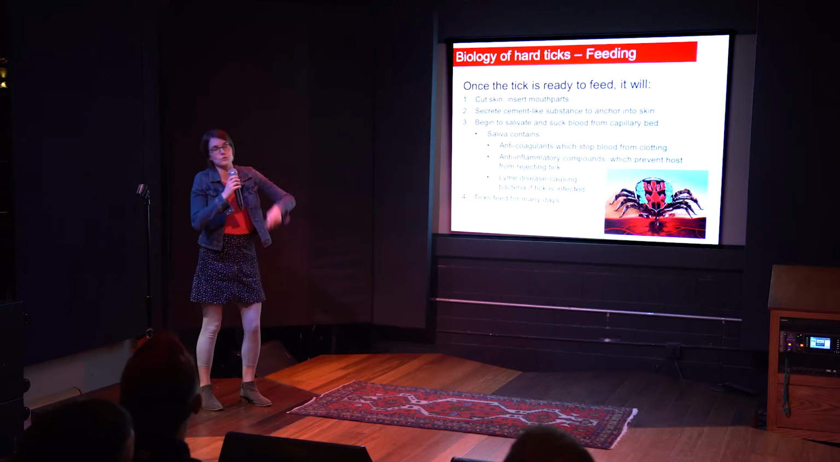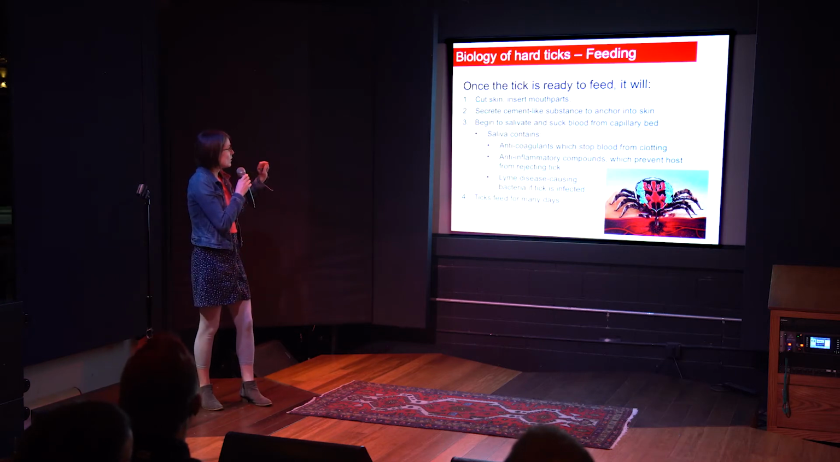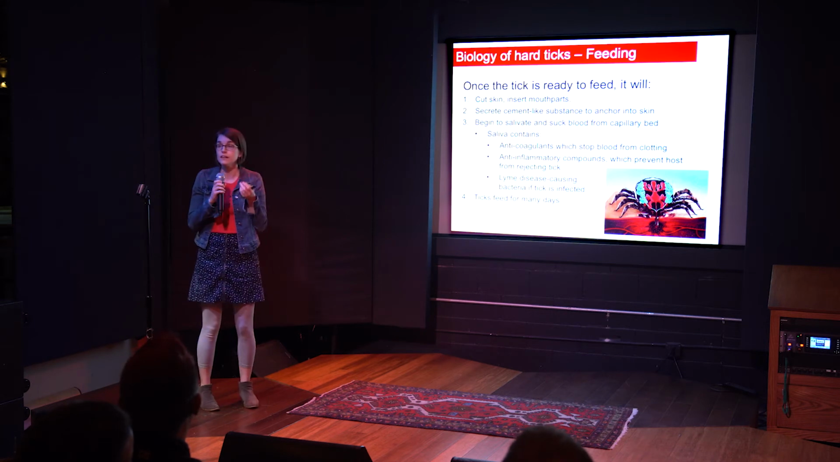So they secrete in their saliva anticoagulants to stop the blood from clotting, because if it clots, then they can't finish their blood meal. They secrete anti-inflammatory compounds to reduce the immune response around the bite site so that the host doesn't find the tick and remove it, or rub the tick off on a tree if you're a deer. Their saliva is also where the bacteria comes out if they're infected with bacteria. So you get bacteria from a tick because it is spitting into you. And then at the same time, they're sucking blood from the capillary bed. And then they feed for many days. The adults can feed for up to a week. It takes them a long time to feed.